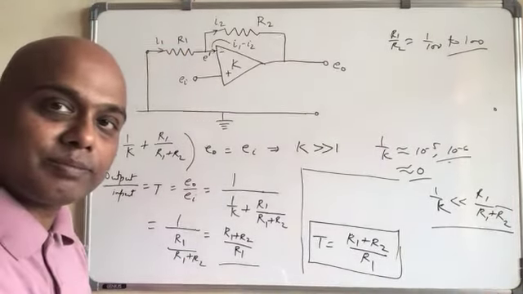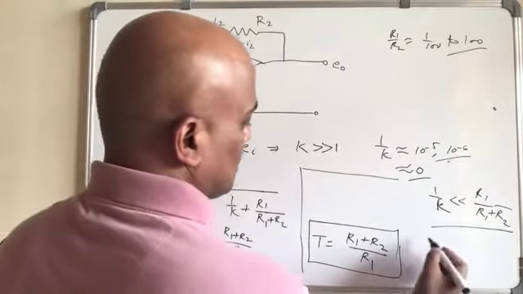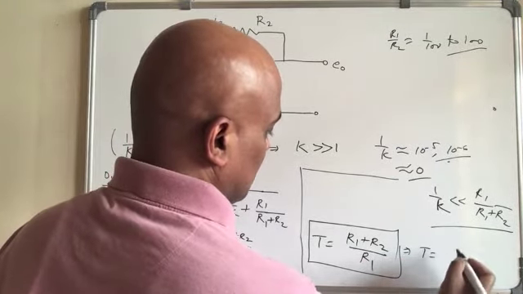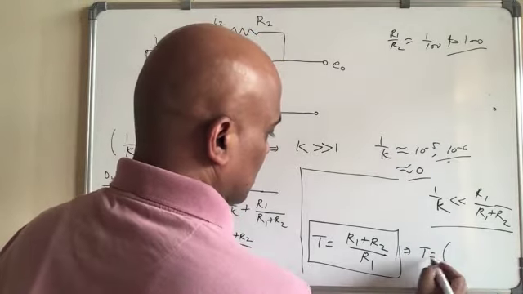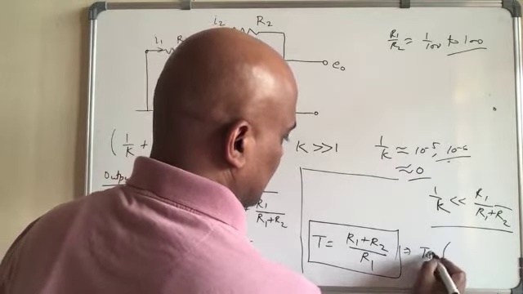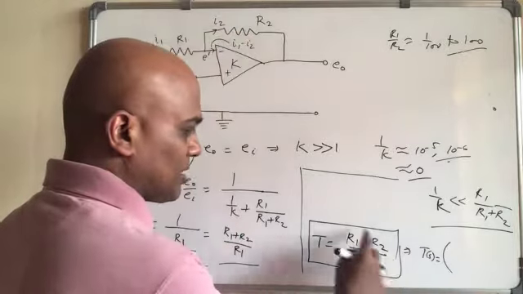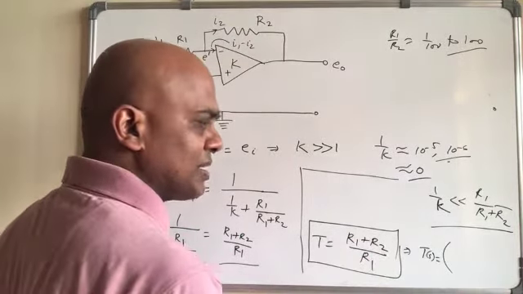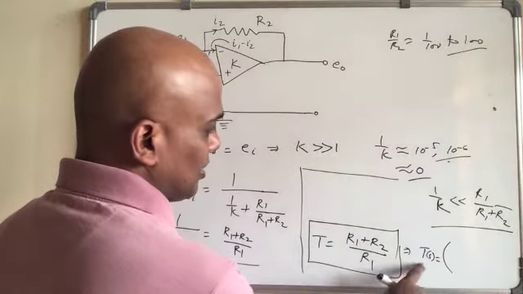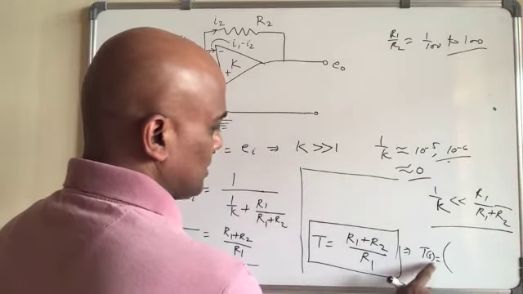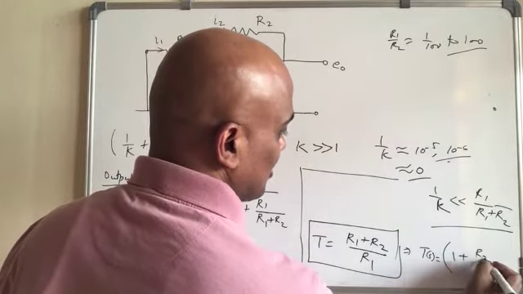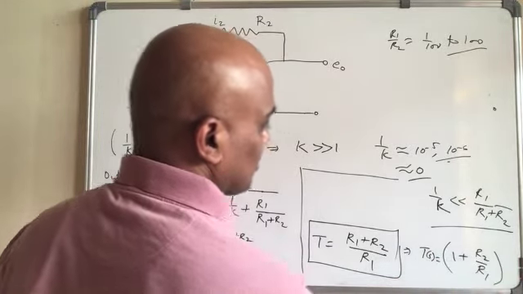You can also write it simply as T, or let's say Ts, it doesn't matter, because this is constant. Even if you take the transfer function in the complex frequency domain, it will remain the same. So Ts equals 1 plus R2 over R1.